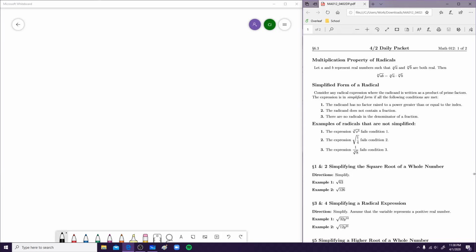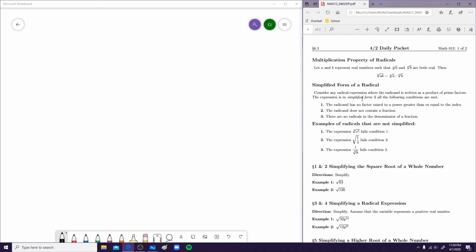So on the right we have some notes. We have the multiplication property of radicals. It says: let A and B represent real numbers such that the nth root of A and the nth root of B are both real. Then for the nth root of A times B, we can separate it into the nth root of A times the nth root of B.